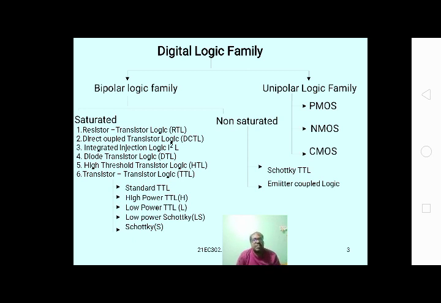Expanding PMOS means P-type metal oxide semiconductor. NMOS means N-type metal oxide semiconductor. CMOS means complementary metal oxide semiconductor. Again, he can ask like this also: how many types of saturated bipolar logic families are there? 6 types. Resistor transistor logic, RTL. Direct coupled transistor logic. Next, integrated injection logic, diode transistor logic, high threshold transistor logic, transistor transistor logic.